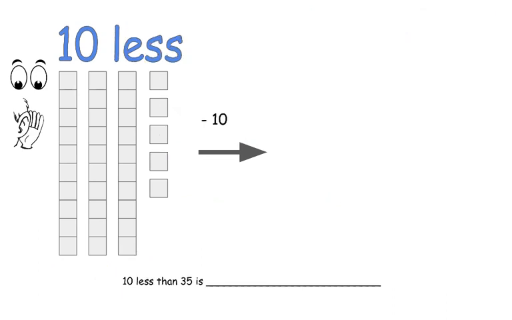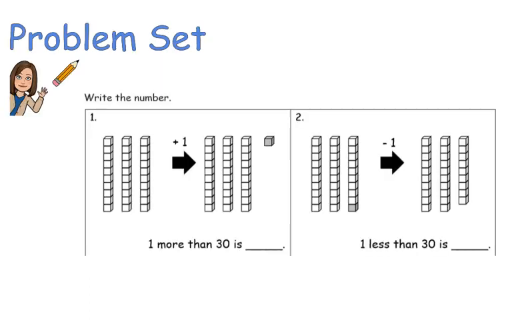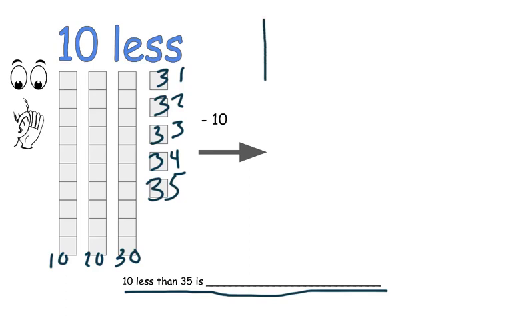Okay, now we're going to look at 10 less. So less means we have to take away 10 less. Starting by looking at my picture, we have 10, 20, 30, 31, 32, 33, 34, 35. Okay, 10 less than 35 is blank. Starting by drawing my picture.